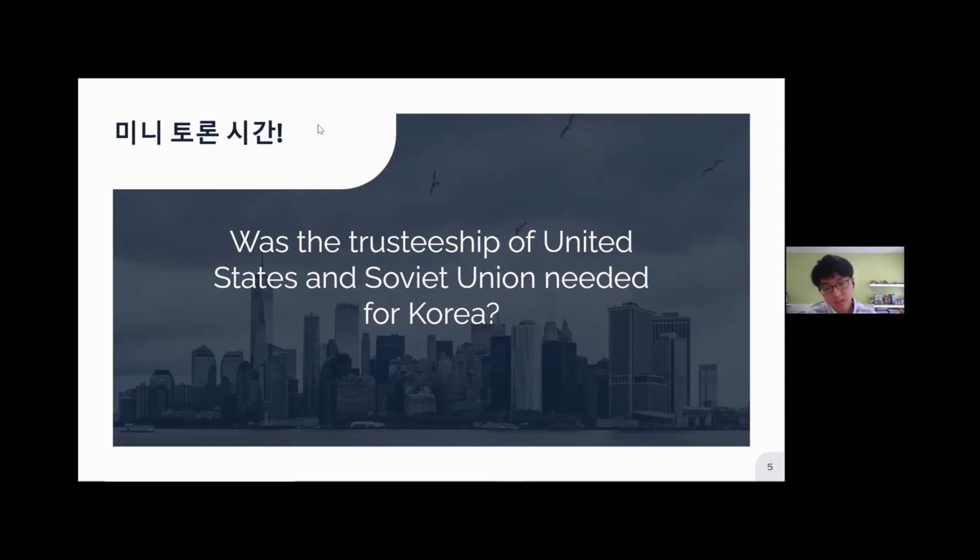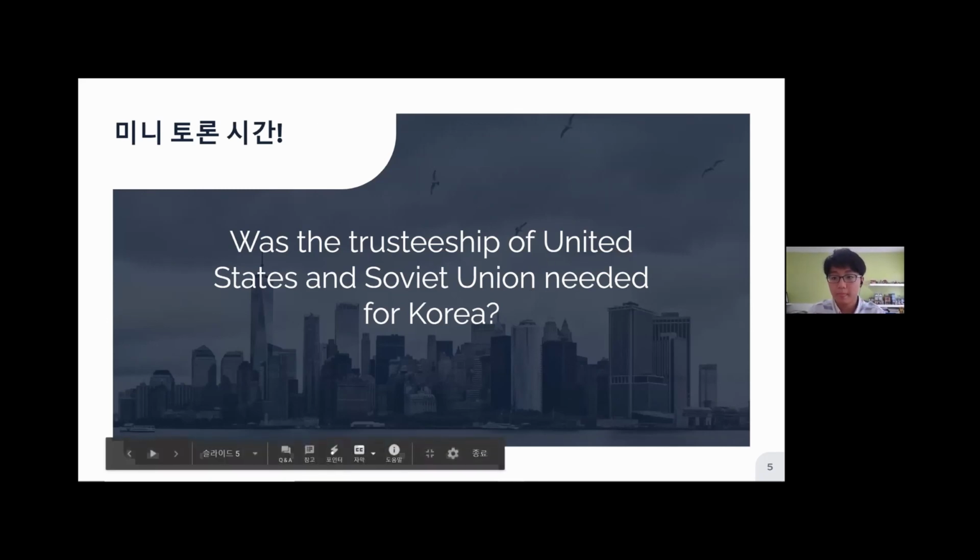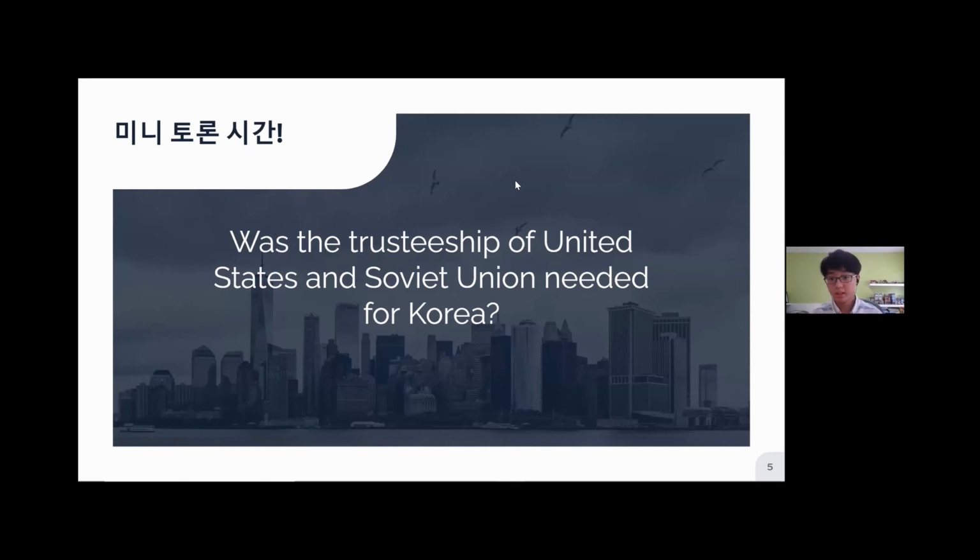Yeah, I would say the trusteeship of the United States and Soviet Union was not needed for Korea because, as Yuvin had mentioned in his presentation, during the colonization by Japan, Korea developed their own government called 대한민국 임시정부, and they formed their government in 1919, way before the liberation of Korea in 1945. Throughout that period, Korea developed their government, with 3 branches, and set it up in Shanghai because they couldn't set up their own government in Korea.